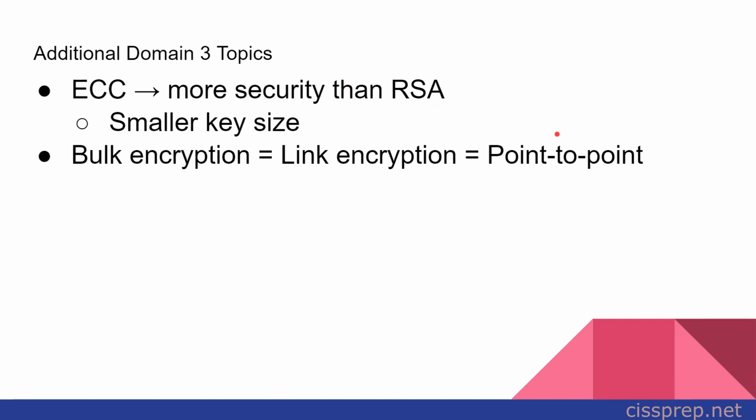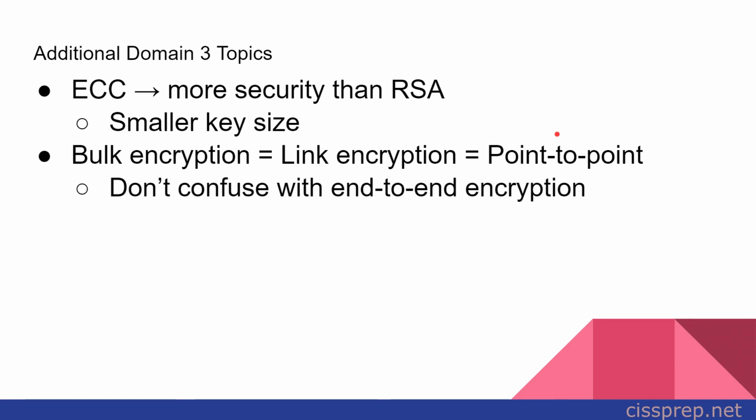So be sure not to confuse that with end-to-end encryption, because end-to-end is where you have a client and a server communicating. And then with link encryption, you have all the nodes. The nodes are the things that are encrypting. Digital envelope is basically using a public key to encrypt a symmetric key for secure transmission.